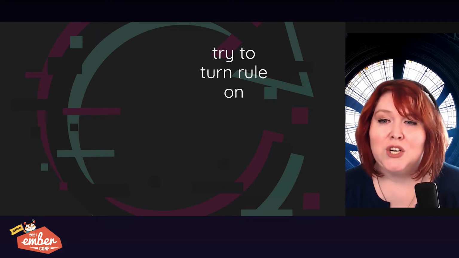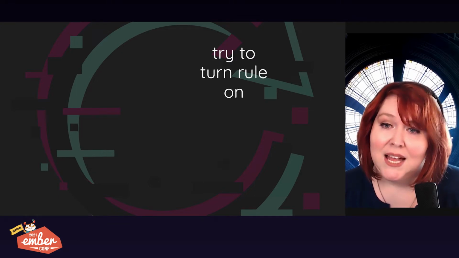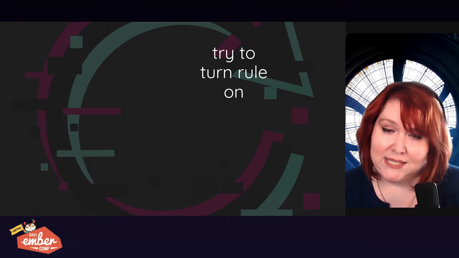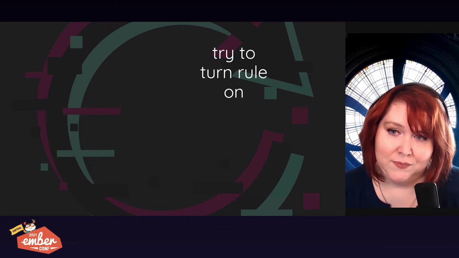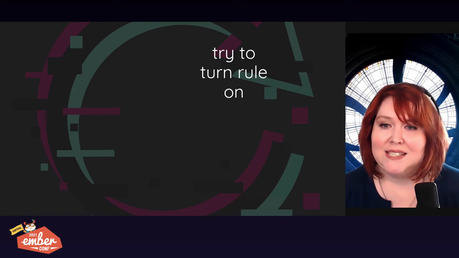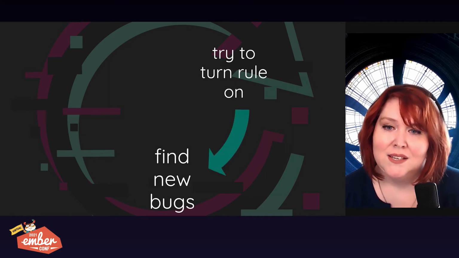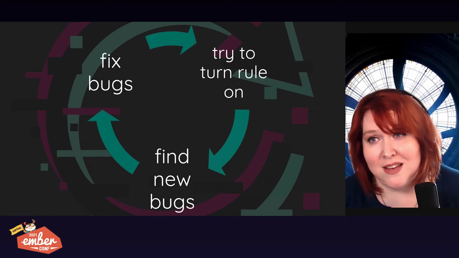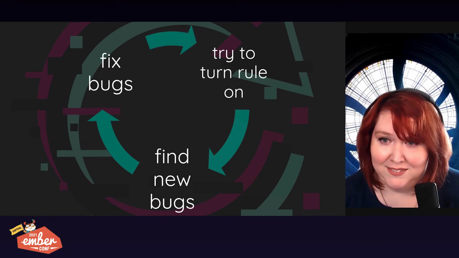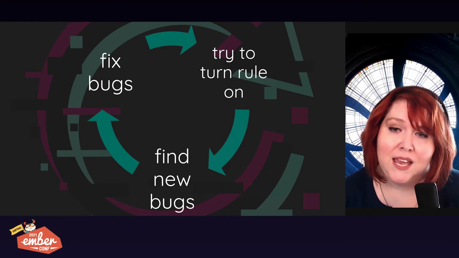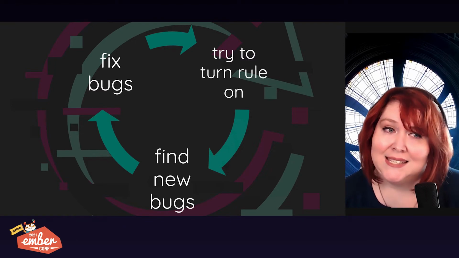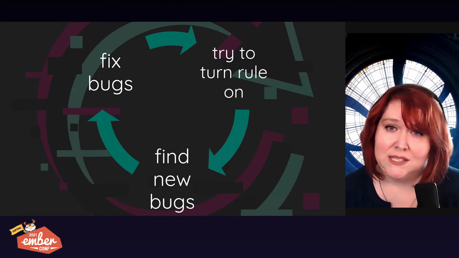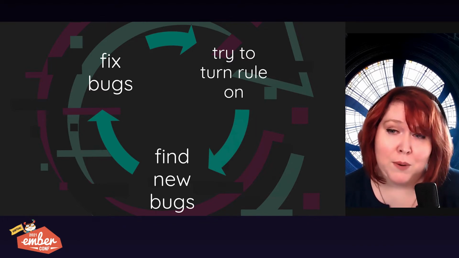One approach was to turn a rule off entirely until all existing instances of that error were fixed. Of course, this led to a never-ending cycle of trying to turn a rule on, finding new bugs, fixing those bugs, trying to turn the rule on, and starting all over again. This is because by the time you fix the errors, new code would appear with those same errors. At scale, this is time-consuming and costly and can really disincentivize teams to keep up with best practices.